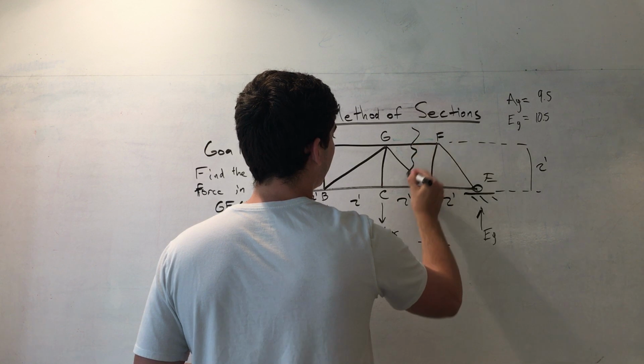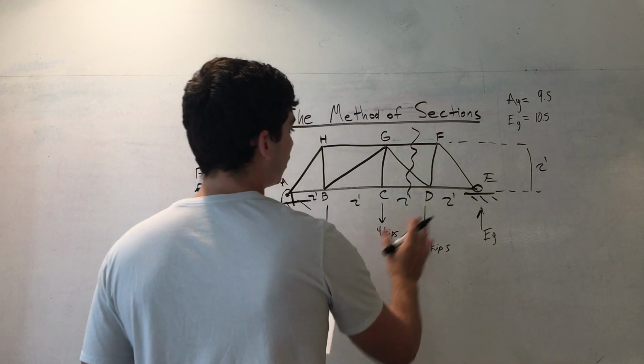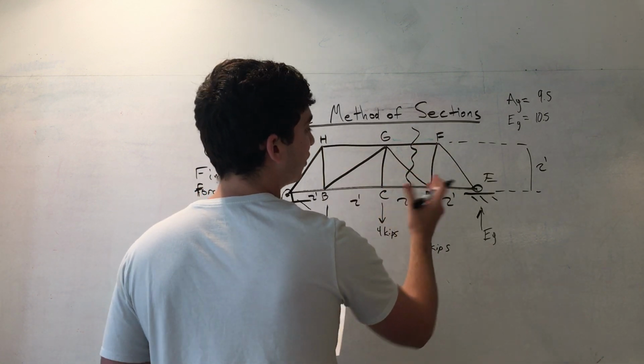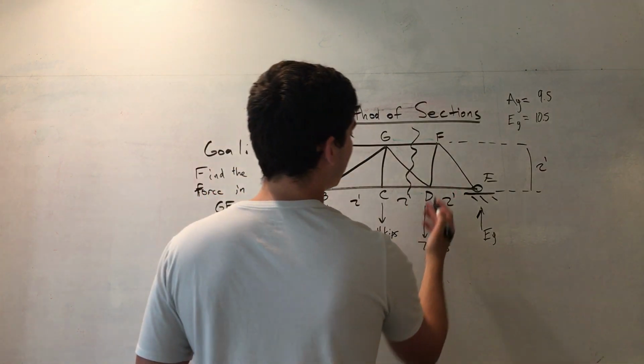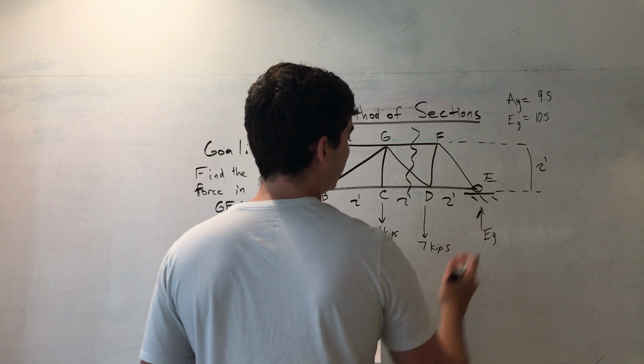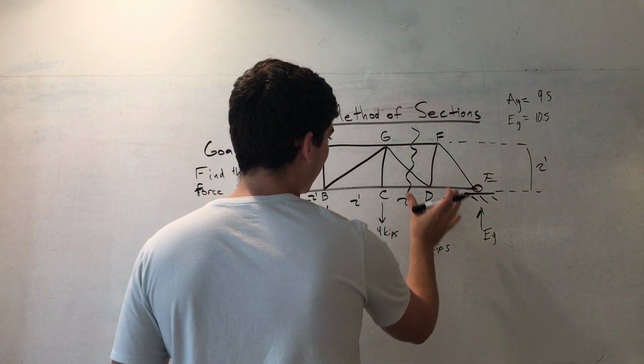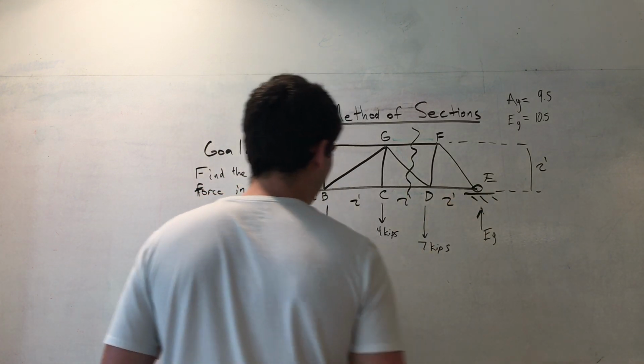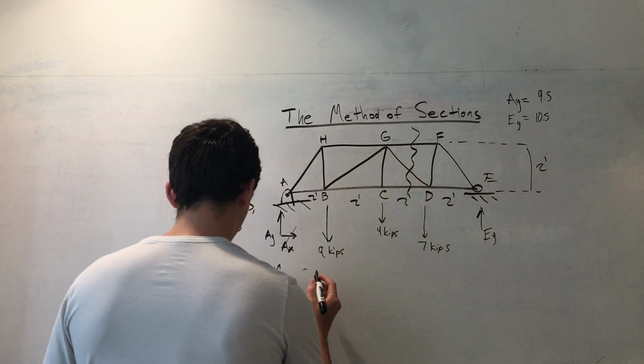I'm going to cut through. I want to choose the least complicated side, or the side with the most knowns. Here we have 7, and we know now that EY is 10.5. So we have all the forces on this side. So we're going to take this side of the free body diagram.